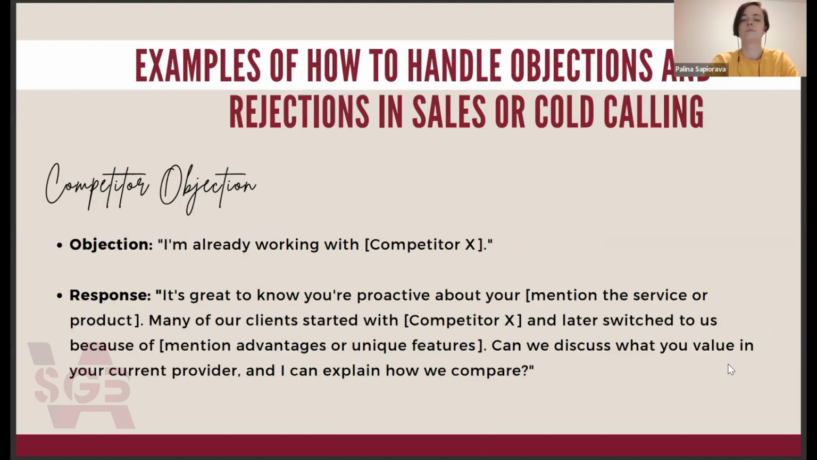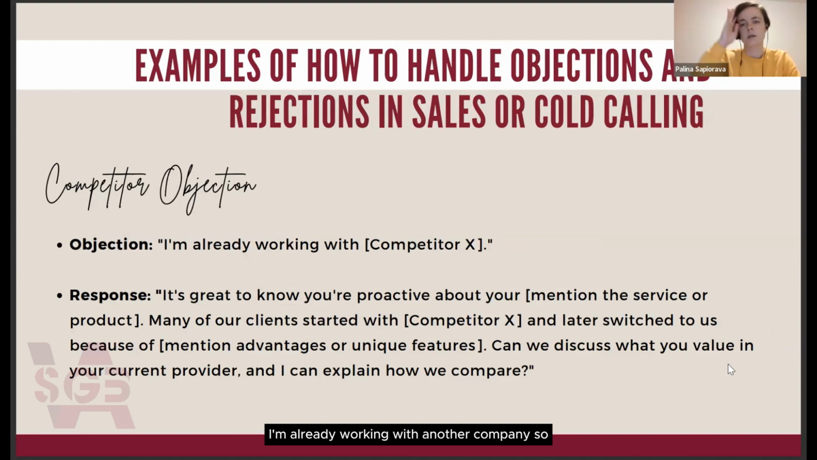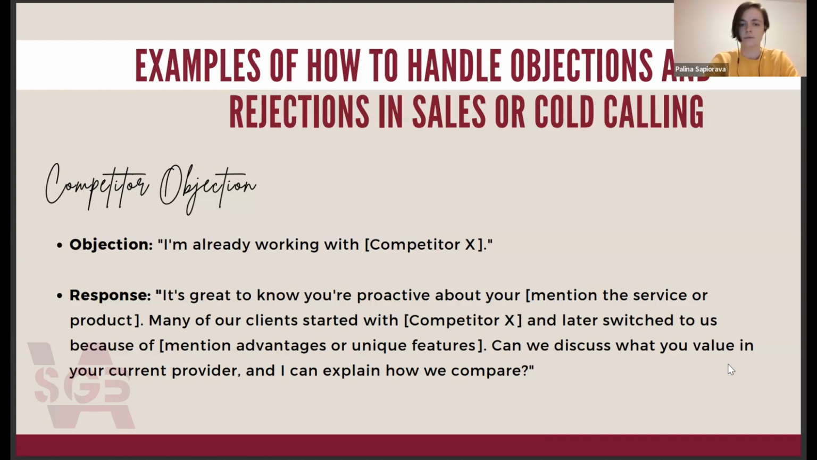Competitors' objection. I'm already working with another company. So, of course, it's a really nice way to start with some phrase like, it's great to know you're proactive about your service or product. Well, it's not the best idea to criticize the competitors from the beginning, but you can mention what the lead can get with your solution or your product. So probably you can ask questions like, if the lead is satisfied with the quality of the product or service, probably they lack some important features. Probably they would like something additionally. Probably you can provide a better value.